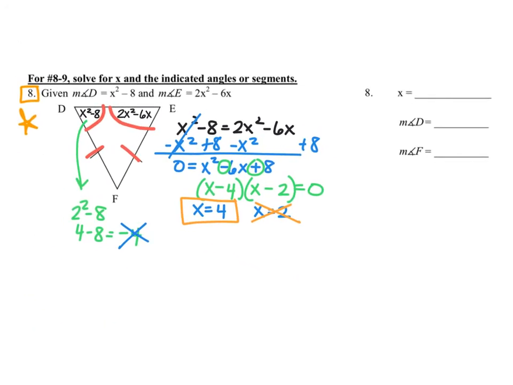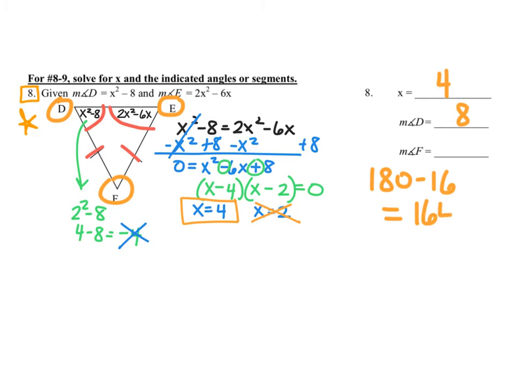Lovely. So we get x equals 4, and then plugging in to find our angle measures. D is going to be, let's see, 16 minus 8 is 8, which means E is also 8. And this is even more fun, finding F. Well, let's see, if D is 8, that means E has to be 8. So 8 and 8 is 16. 180, take away 16. Even though it doesn't look like it, F is going to be a really obtuse angle. So it's going to be 164 degrees for angle F. Okay, and we're going to move on again.